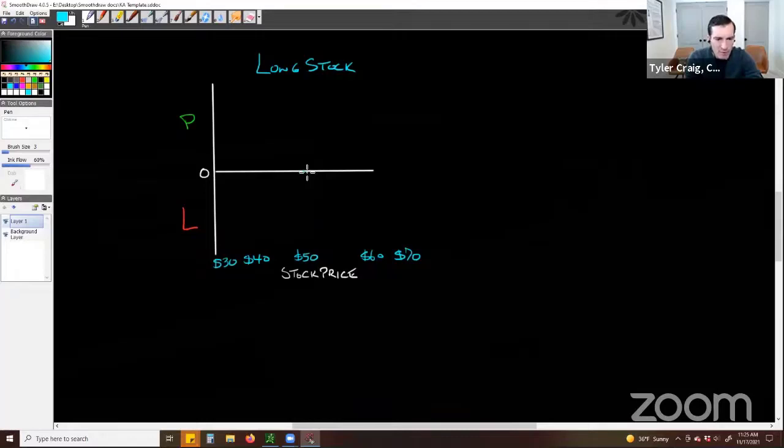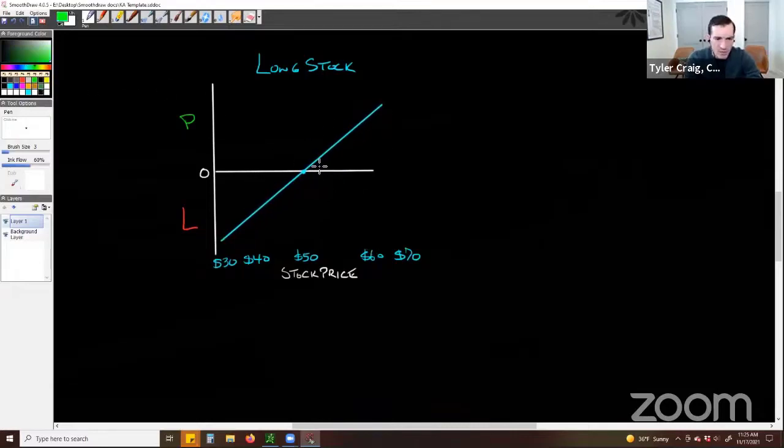Well, my break even would be 50 bucks. So that's where this risk graph would cross the zero line. And if the stock goes up, I should be making money. And so my risk graph would be going up over here. And if the stock goes down, I would be losing money. So my risk graph would go into the negative territory. So essentially, if you do that all at once, it's a 45-degree line from bottom left to top right. That's what a stock trade looks like.